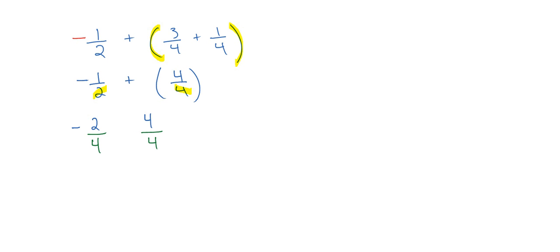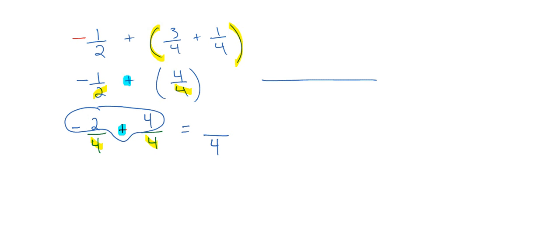I can get rid of the brackets now and just put a plus here. So this plus here is the exact same plus there. And how would we finish this question off? Well, we see that the denominators are the same. If the denominators are the same, we keep the same denominator, and all we have to do is evaluate the numerator. So what is negative 2 plus 4?